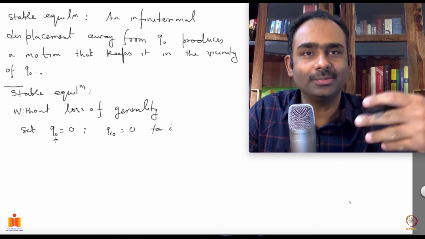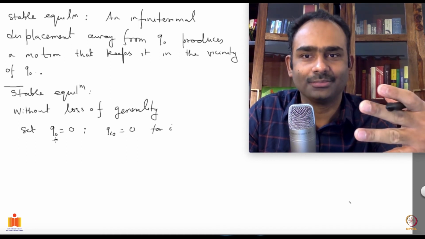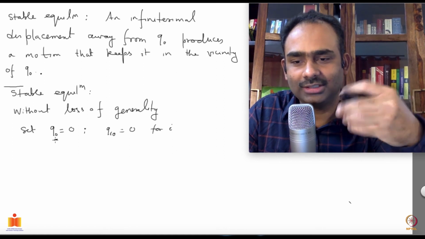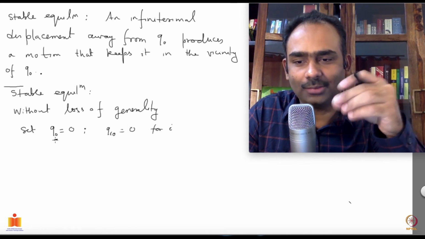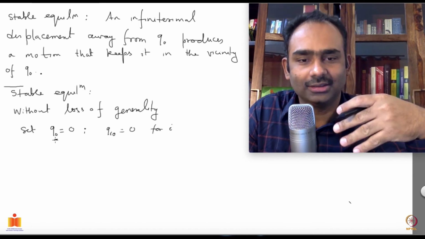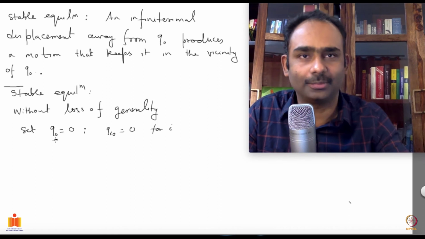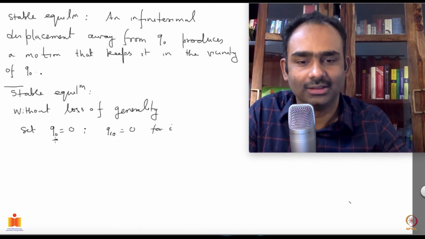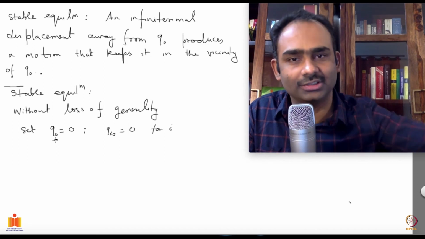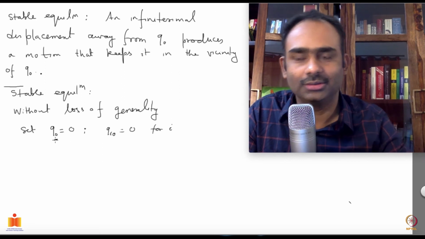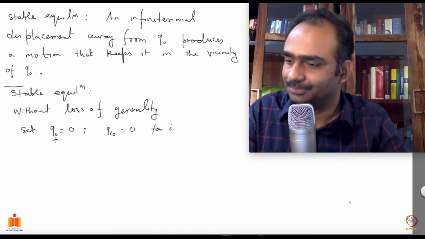You see, if your displacement is large, then just knowing about the potential in the vicinity of q naught is not sufficient, right? Then what is happening globally will determine the motion. For example, if there is another minimum somewhere, and if you displace it by a large amount, your system may end up in this other minimum. So we are interested in small displacements.